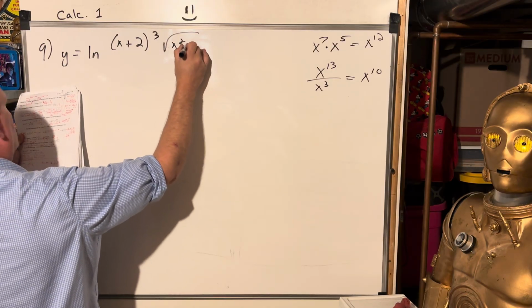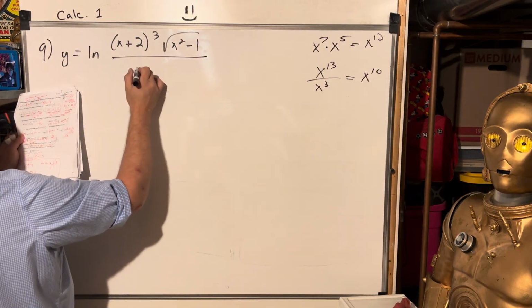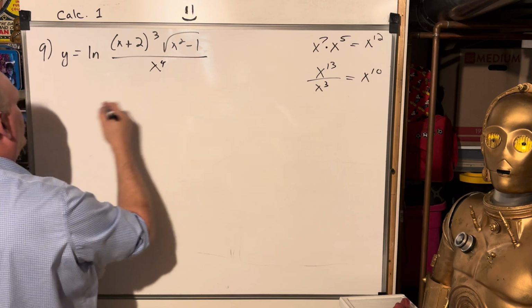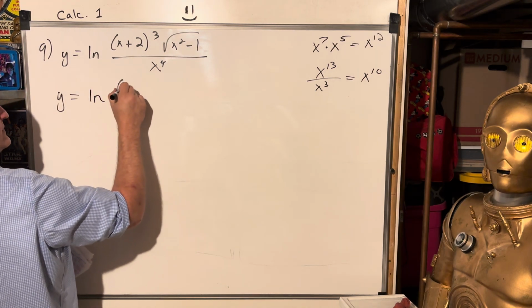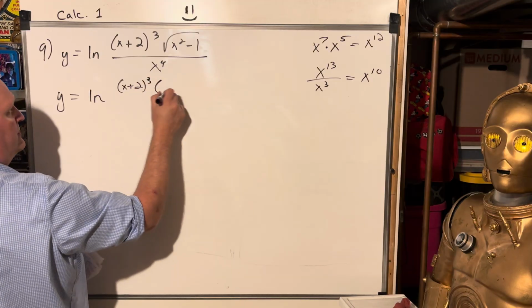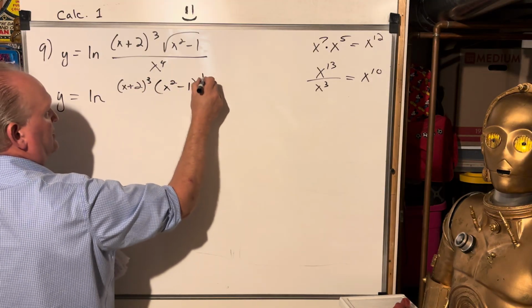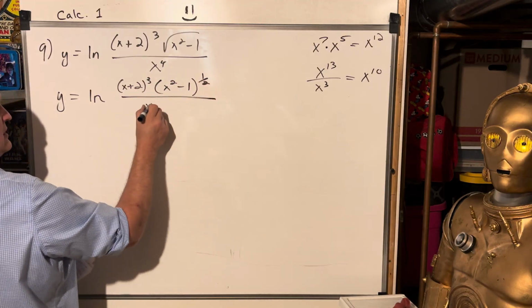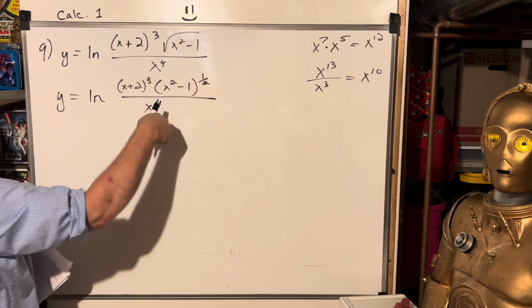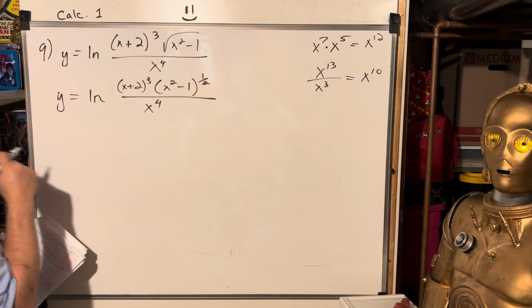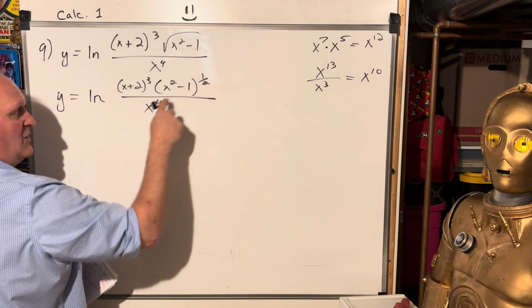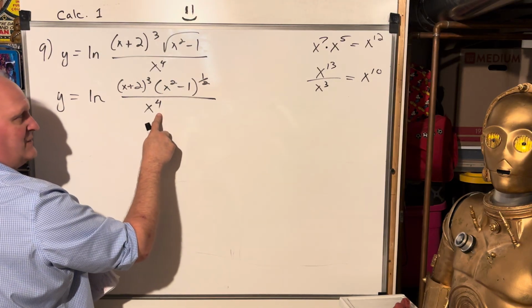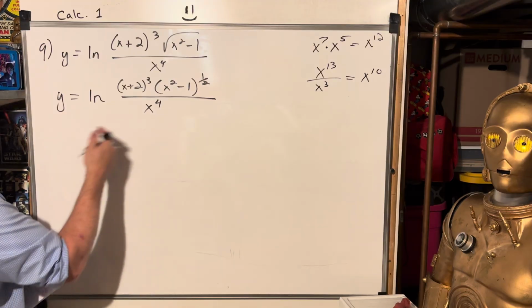And so keeping that in mind, when you're in log form, we have ln of (x plus 2) cubed times the square root of (x squared minus 1) over x to the 4th. So remember, we'll do a quick rewrite here: ln of (x plus 2) cubed times (x squared minus 1) to the 1/2 power over x to the 4th. The square root and the 1/2 power are the same. Now these are going to be positive, since those are multiplied. That's going to be negative, since that's divided, so that means subtract.